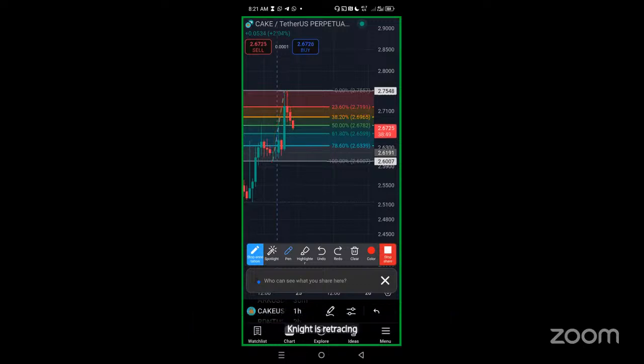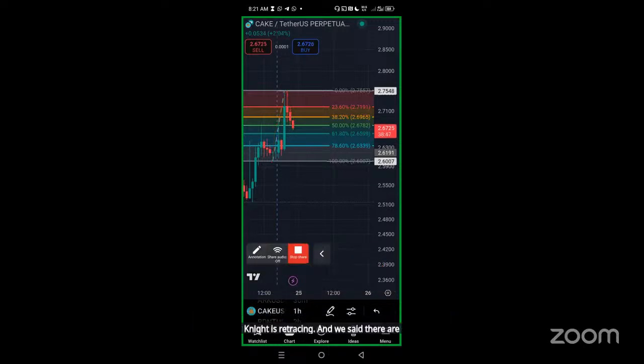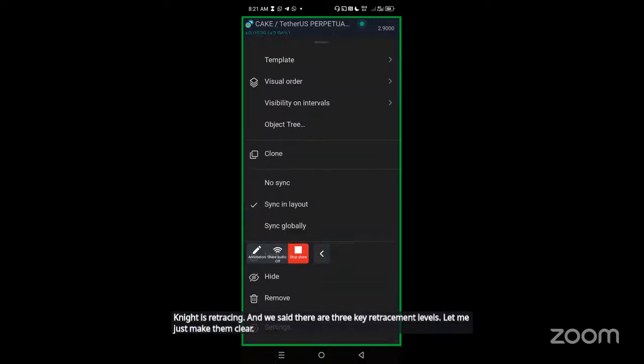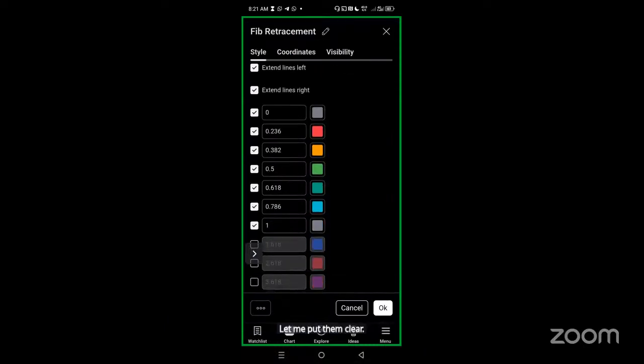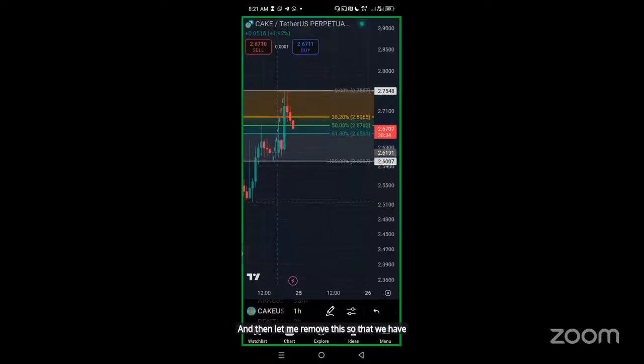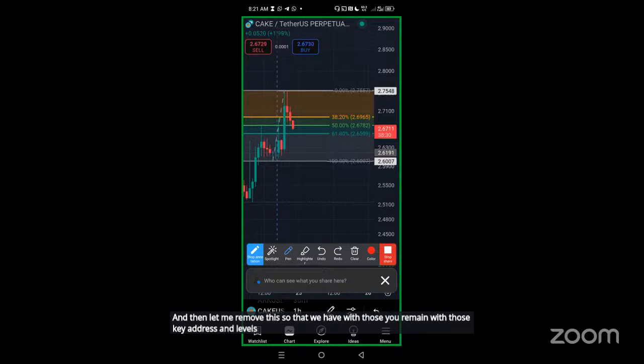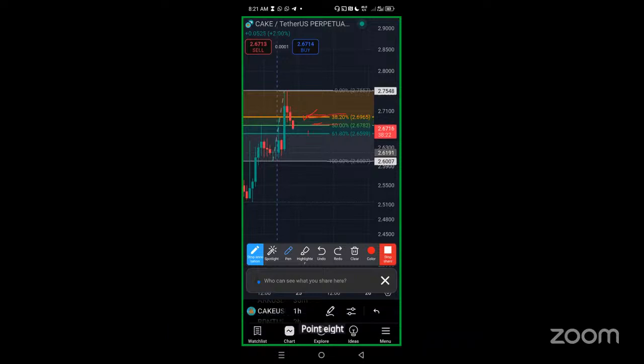And we said there are 3 key retracement levels. Let me make them clear so that we know them. Let me remove this, and then remove this, so that we remain with those key retracement levels. So the first one we said is 38.2, 50, and then 61.8. These are the key price retracement levels.